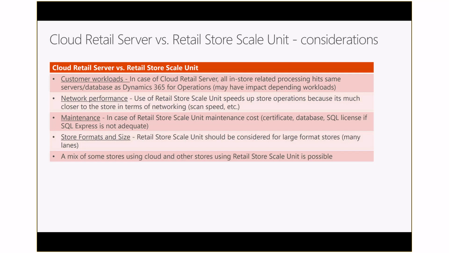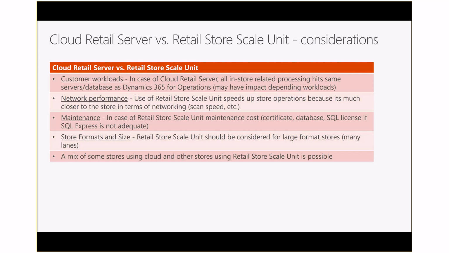Another one I mentioned already earlier is the network performance. Slow speed networks or high latency, bandwidth, all these things can, of course, hamper the user experience and reduce the speed of the application if every call needs to go back to the cloud. So that's another reason for some to decide that a store scale unit that is located closer is important to them.